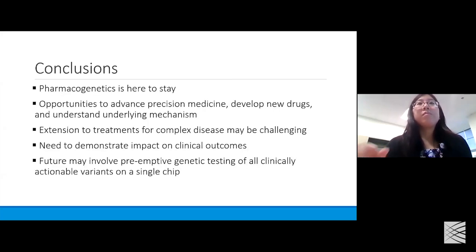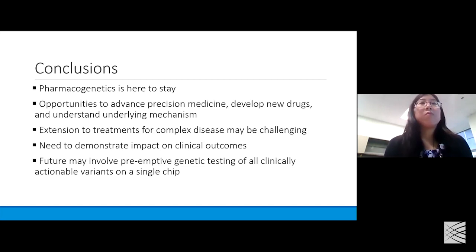And so, pharmacogenetics is here, it's been here, and I think there are many opportunities for advancing precision medicine, developing new drugs, and understanding new genetic discovery and underlying mechanism. Extending to treatments for complex disease like type 2 diabetes could certainly pose challenges for a polygenic disease versus looking specifically at a transporter or a particular adverse event. We need to clearly demonstrate impact on clinical outcomes, which has been a challenge thus far.